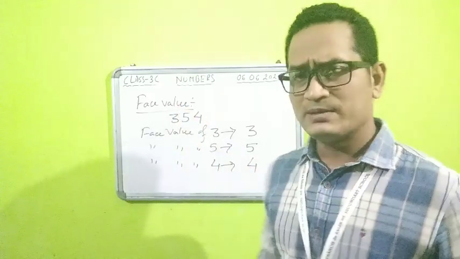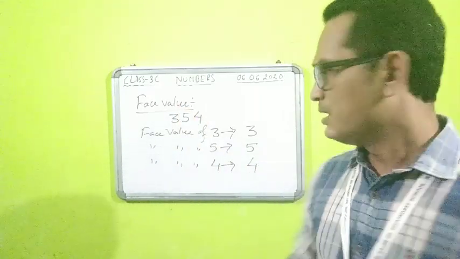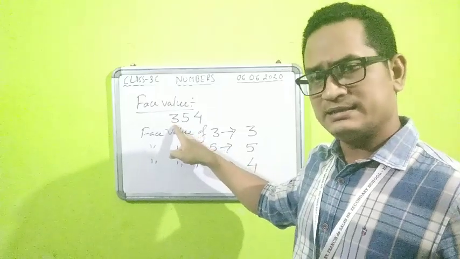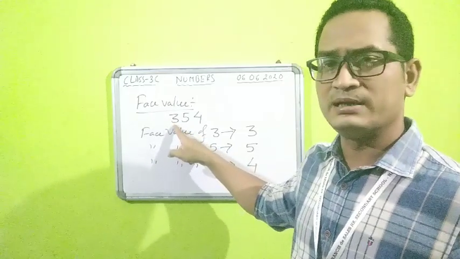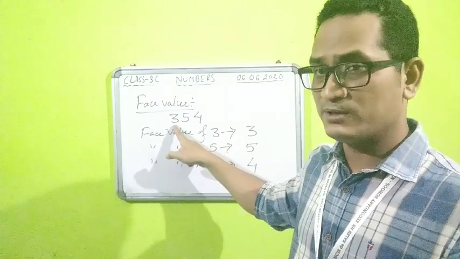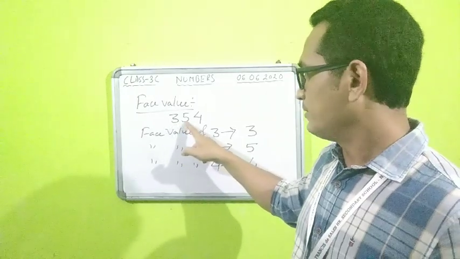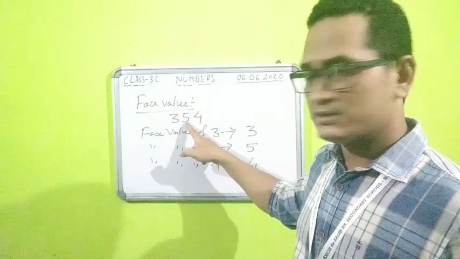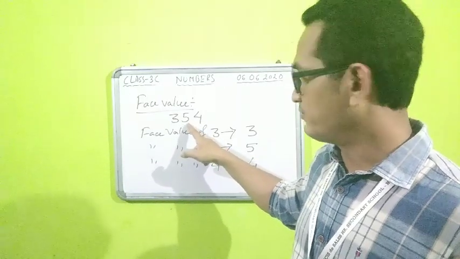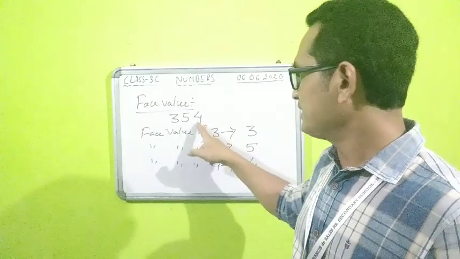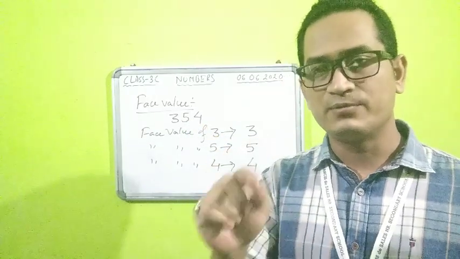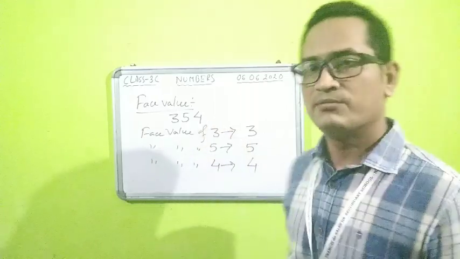But for place value, as I showed you just before, how do we find the place value? Since 3 is sitting in the hundreds place, you have to multiply 3 into 100, and that will be 300. So the place value of 3 will be 300. 5 is sitting in the tens place, so 5 into 10 will give you the place value of 5, that is 50. And 4 is sitting in the ones place, so the place value of 4 will be 4 into 1, which is equal to 4.